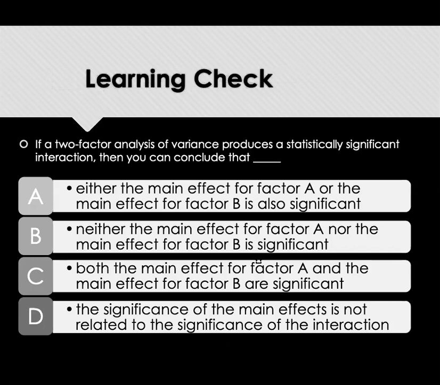Okay, some learning checks here. If a two-factor analysis of variance produces a statistically significant interaction, then you can conclude what? So I'll give you a minute to read through these and see if you can determine the correct answer.